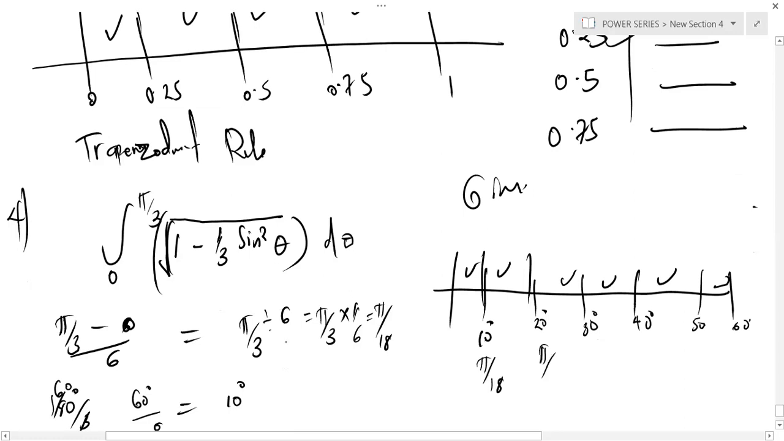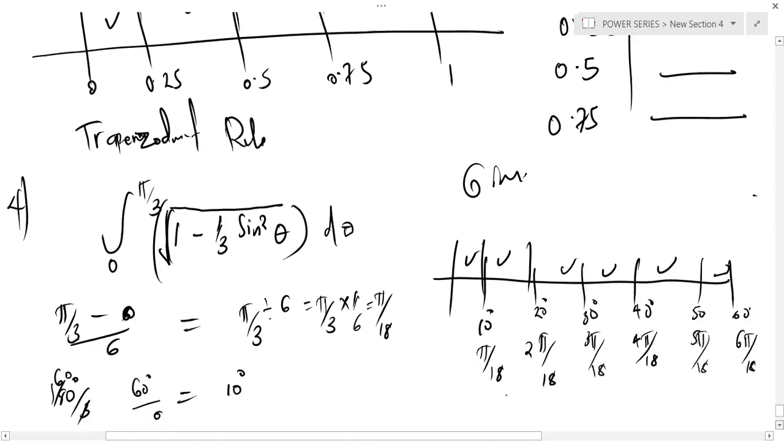If you're doing it in terms of pi, it will be pi over 18. We are multiplying with 1 over 6 because it was divided by 6. So it's like pi over 18 plus another pi over 18. We have 2 pi over 18, 3 pi over 18, 4 pi over 18, 5 pi over 18, 6 pi over 18.